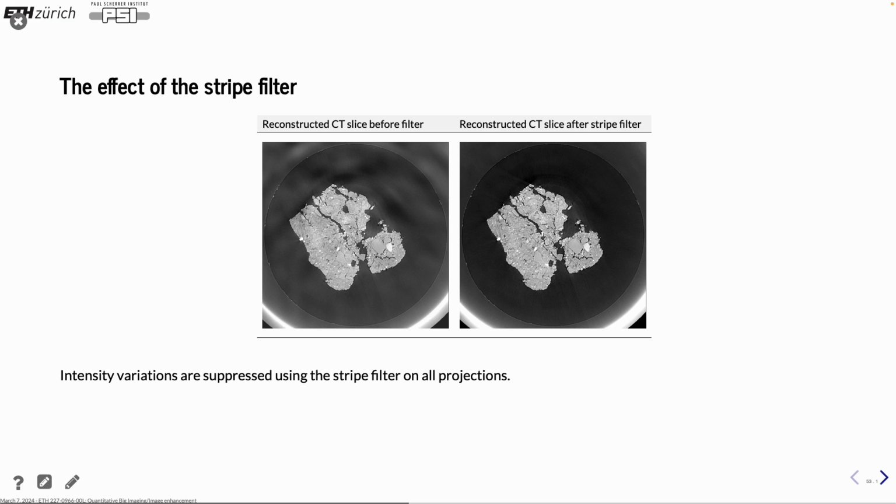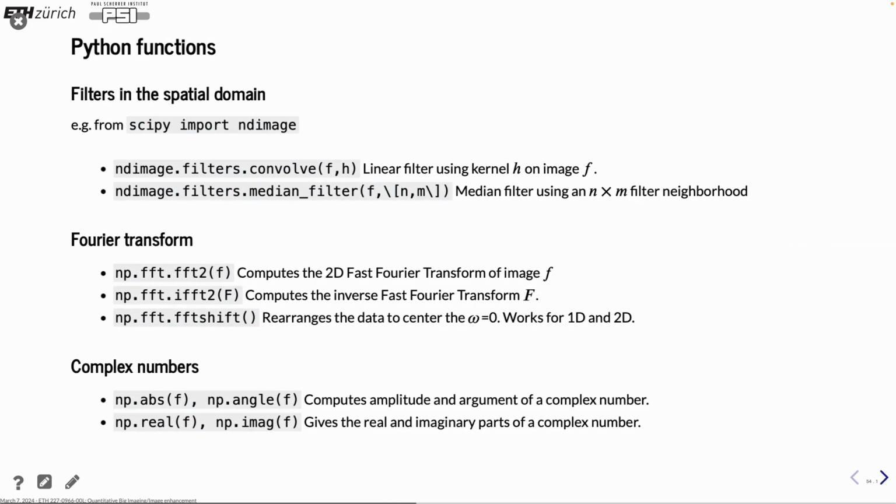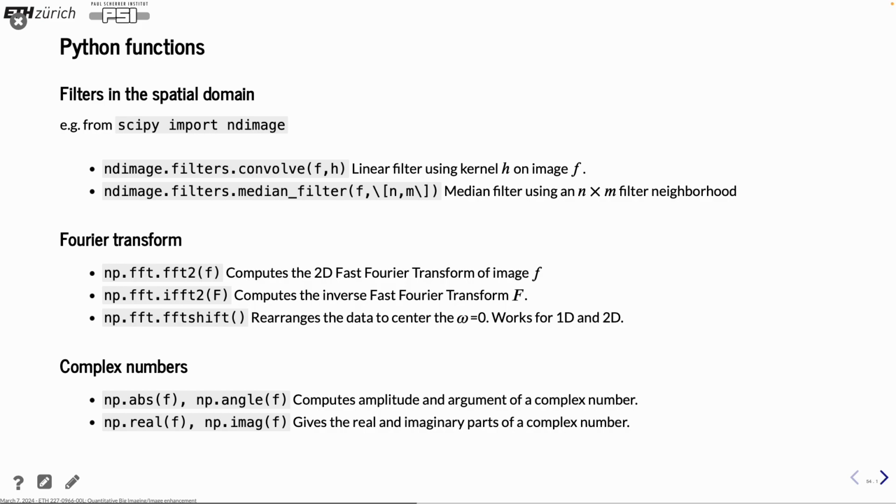So this is a way you can see how changing something in one domain, in one place, can have great impact on the further processing. Then there is a bunch of functions related to filtering. In the image and scikit-image libraries, we have a lot of functions. We have convolve, median filter, and we have the Fourier transform in NumPy. When you do the Fourier transform, you actually work with complex numbers. So you also need to work with the absolute values, looking at angles, and looking at the real and imaginary parts of the complex numbers.